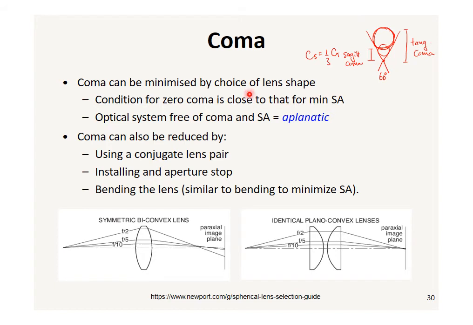We can also use a different lens shape, because it just so happens that the condition for zero coma is close to that for minimum spherical aberration. A really useful word that you can remember is aplanatic. So an aplanatic lens or aplanatic system is one that has got rid of coma and spherical aberration. We can reduce it by, of course, using the aperture stop. We can use a lens pairing, and we can also do the lens bending trick, that is playing around with the shape factor in the same way that we did to minimize spherical aberration.